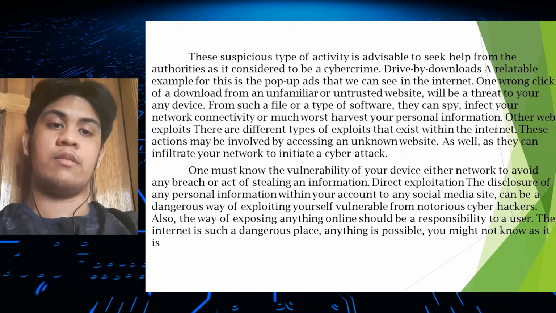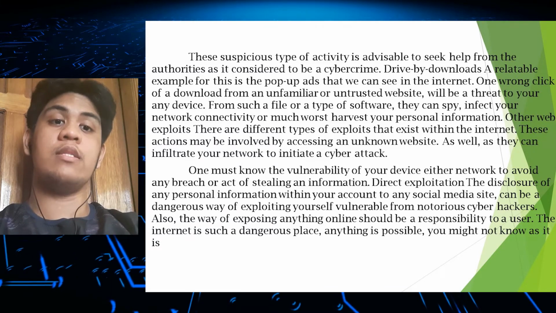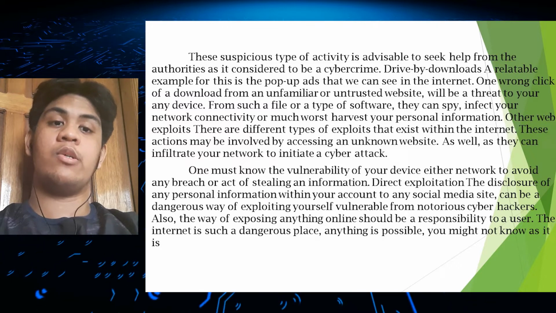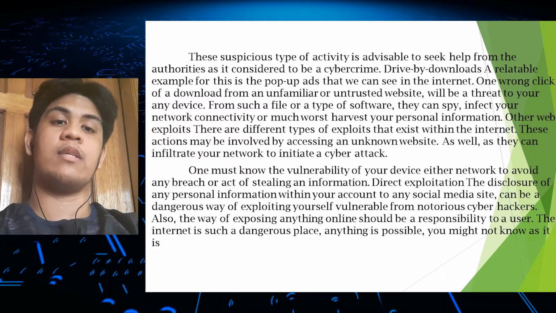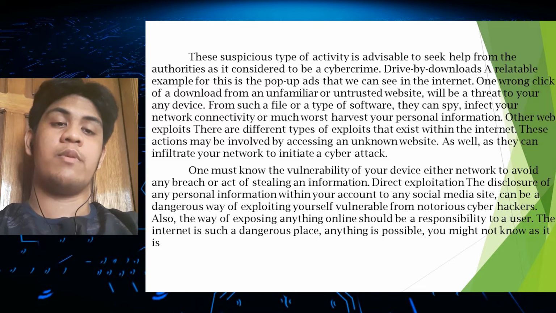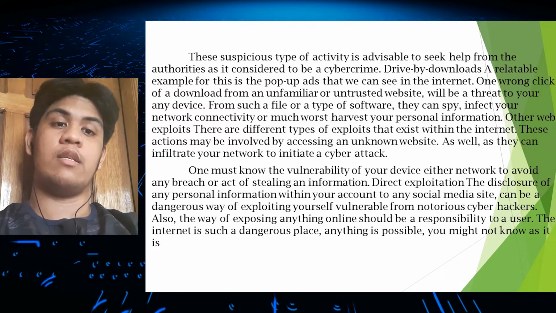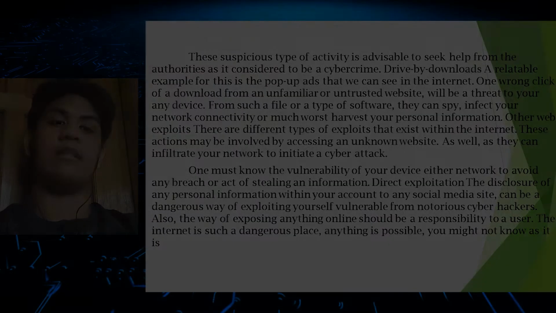Direct exploitation. Uploading anything online that may contain your personal information is a risky way of exposing yourself to reckless hackers. It should be your responsibility to make sure to differentiate the appropriate things that you will share online.